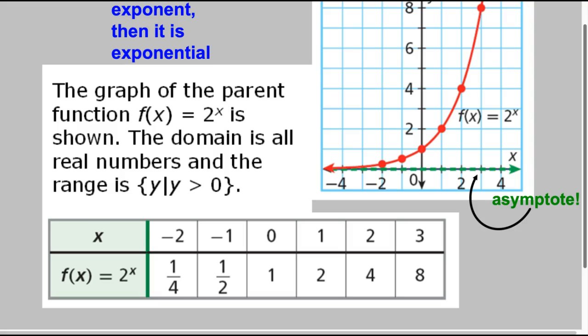Anything to the 0 power is 1. So this right here is a key value in that your y-intercept, where it crosses the y-axis, is going to be here at 1, right? And then anything after that, it starts getting bigger and bigger and bigger. If I take 2 to the first power, what do I get? 2. If I take 2 to the second power, I get 4. And if I take 2 to the third, I get 8, and so on and so forth. It just keeps going up and up and up.